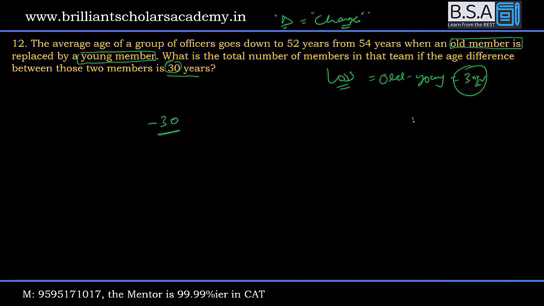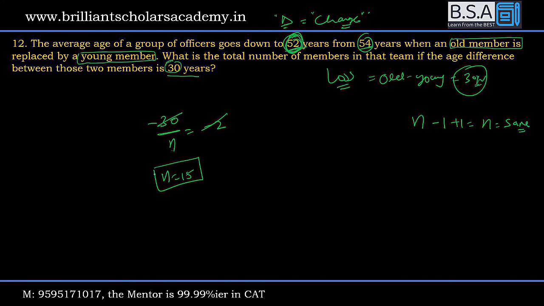Because see, there were n members. Older one leaves and a new one joins. The number of members remains the same. So these n members take a loss of 2. See, what is the loss in the average? Loss in the average is 2. From 54, the average becomes 52. 2 is the loss. So how many members must be there in the group? 15 members.